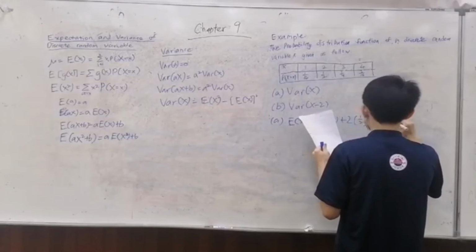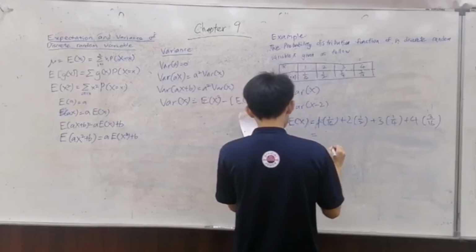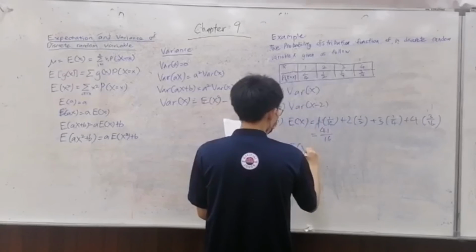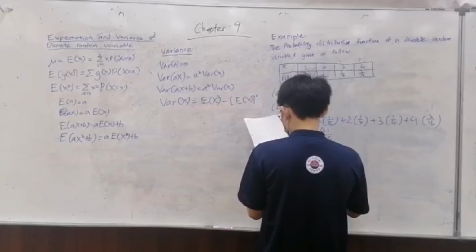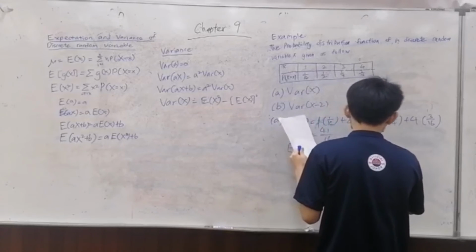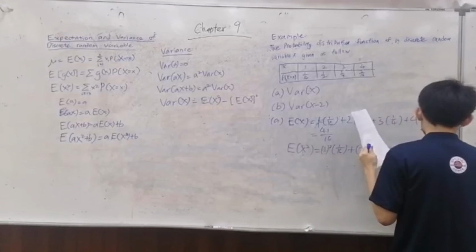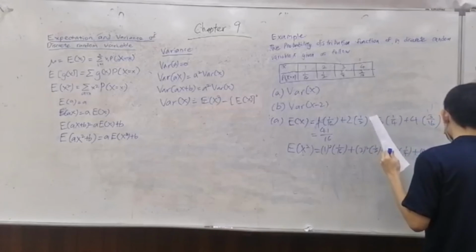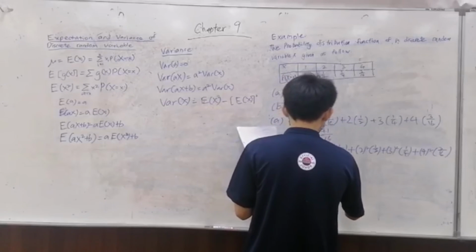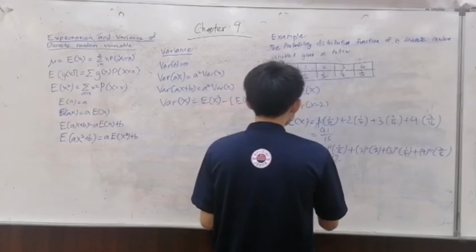And 3 times 1/4, the expectation of X equals 41 divided by 60. The expectation of X squared: 1 squared times 1/16, plus 2 squared times 1/2, plus 3 squared times 1/4, plus 4 squared times 3/16, and we get the expectation of X squared is 117/16.